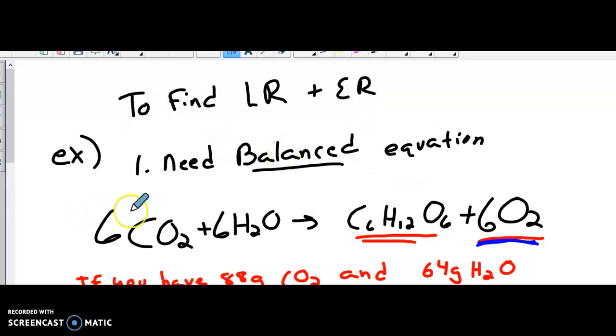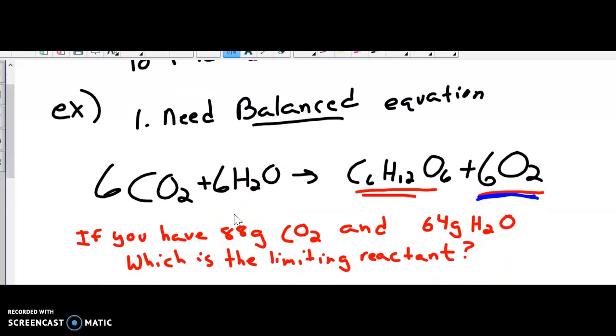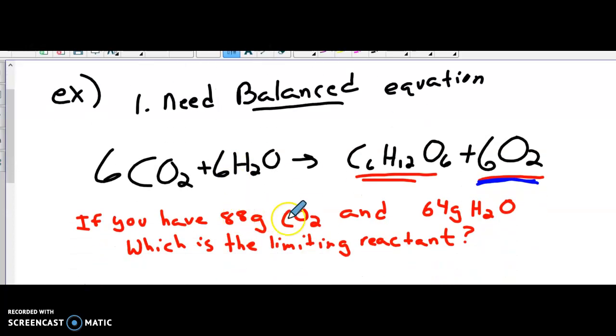So I went ahead and used this one: 6CO2 + 6H2O gives you C6H12O6 + 6O2. Just make sure that balances, right? So if you have 88 grams of CO2 and 64 grams of H2O as your reactants, which is the limiting reactant?